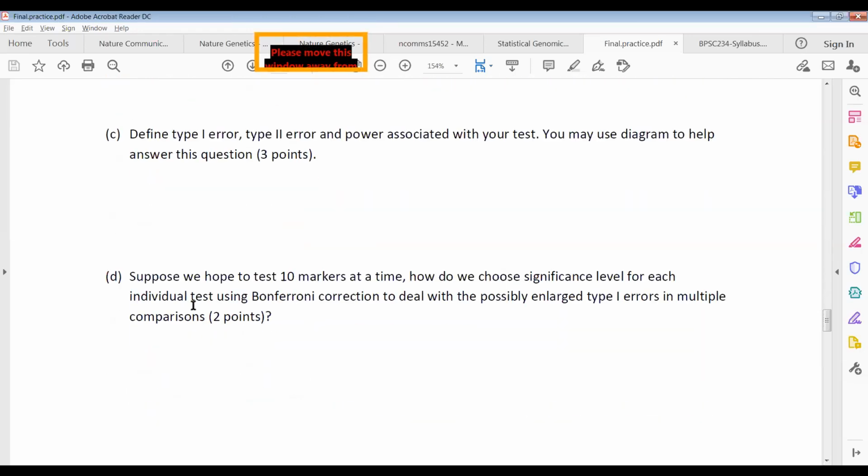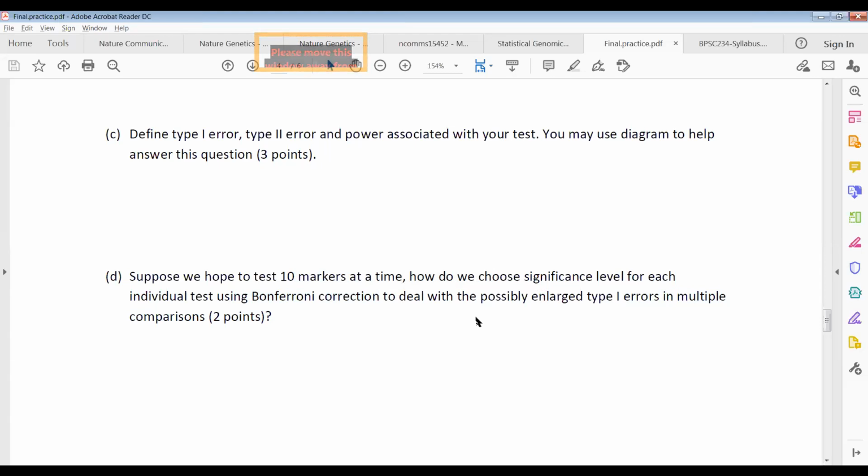All right. Here, suppose we are testing 10 markers at the same time. This is a very simple genome, so we only have 10 markers on the genome, and we want to test these 10 loci to see if any of them are associated with the traits. In this case, we are dealing with multiple comparison. So how do we use the Bonferroni correction to help reduce the risk of committing inflated type 1 errors in this multiple comparison?